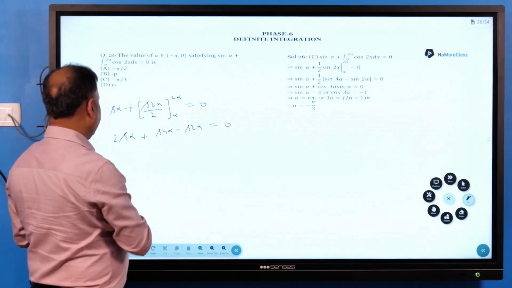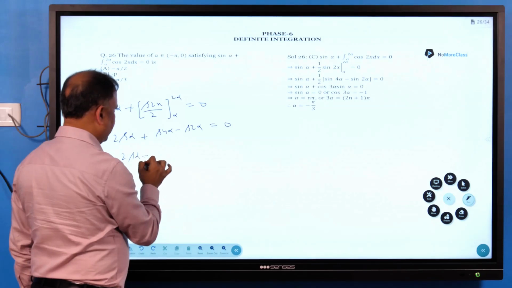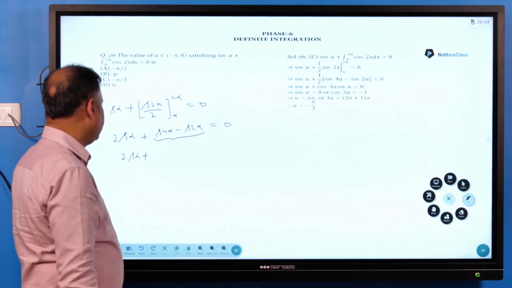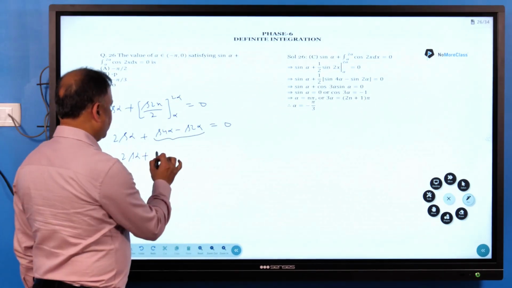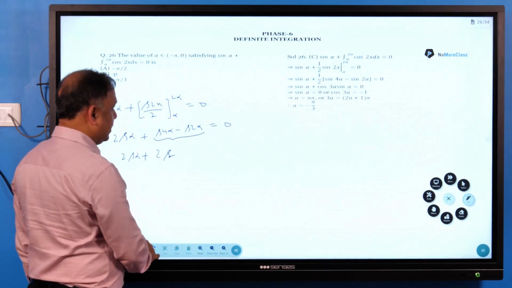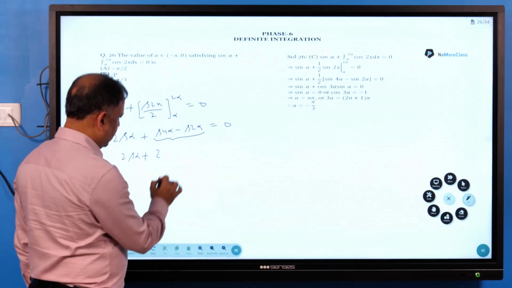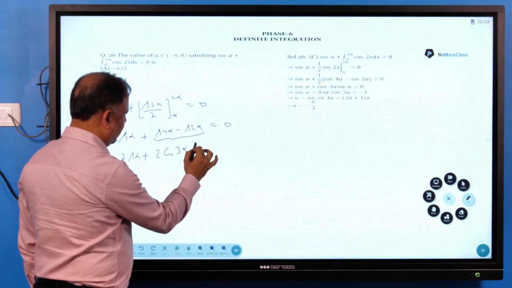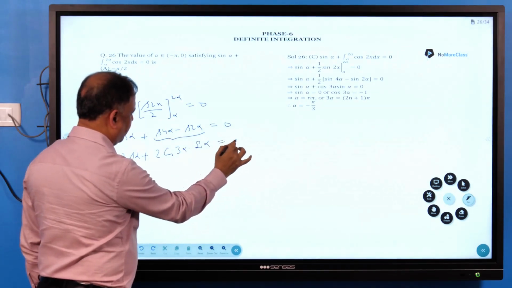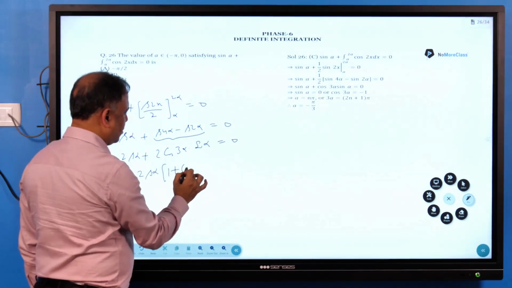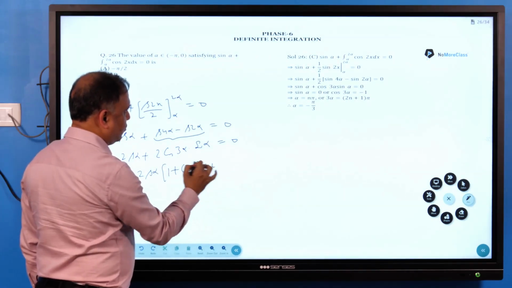So apply here 2 sine alpha plus, in this, sine C plus sine D. Sine C plus sine D is 2 sine (C plus D) by 2 into cos (C minus D) by 2. So 2 sine alpha into (1 plus cos 3 alpha) is equal to 0.